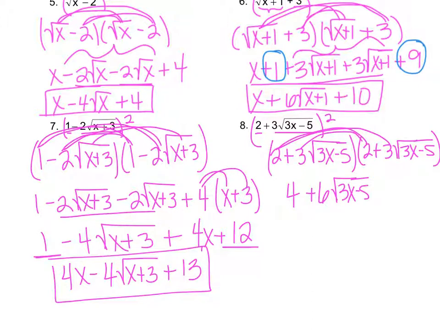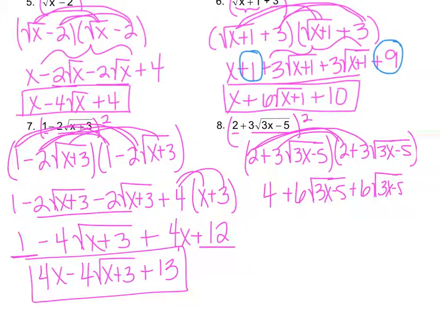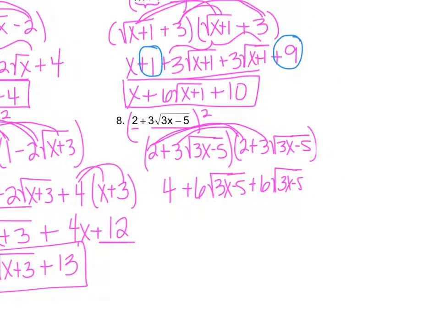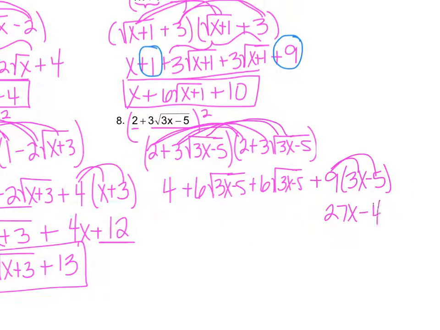Same thing on the insides. Should be getting the same terms there. And then multiplying the last terms, 3 times 3, we're going to get a 9. And then square root of 3x minus 5 times the square root of 3x minus 5 is just 3x minus 5. So don't forget parentheses around it so you can multiply it by the 9. So I'm going to distribute. So 27x minus 45.